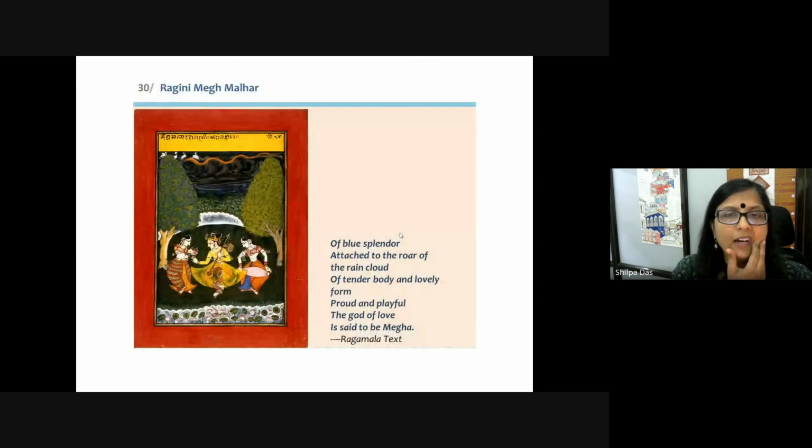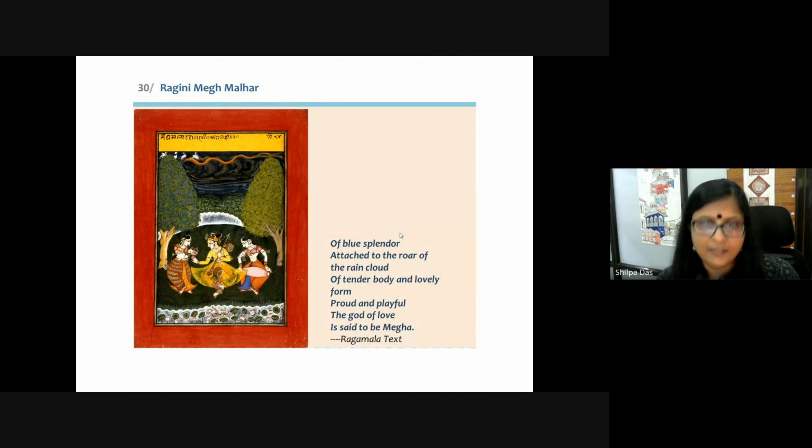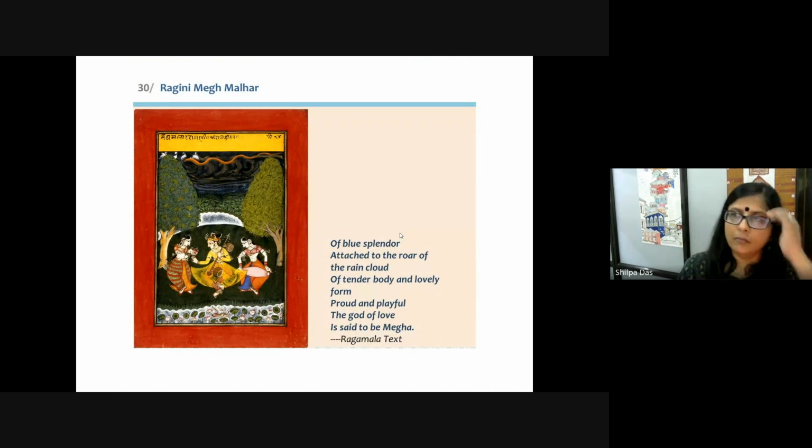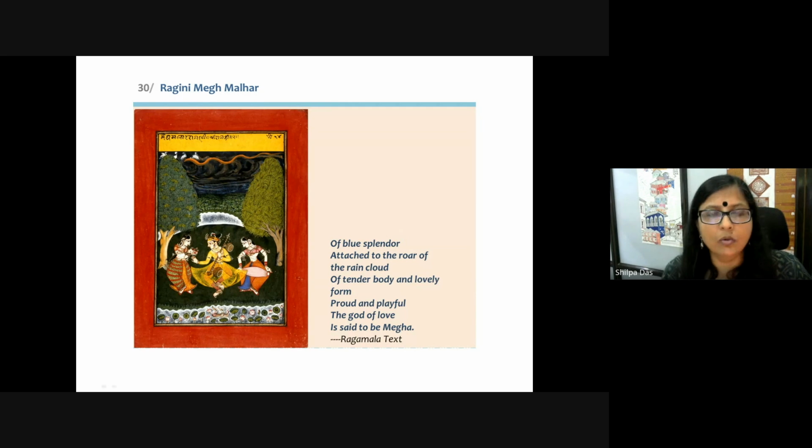Then we have Ragini Meghmalar, and this is actually the time for the monsoon or the rainy season. The interesting thing about Meghmalar is whoever sang it: if it was Guru Nanak, the first Sikh Guru, then it is called Nanak Ki Malhar. When Mirabai sang it, it is called Mira Ki Malhar. When Tansen sings, it is called Mia Ki Malhar, and that is how it goes.